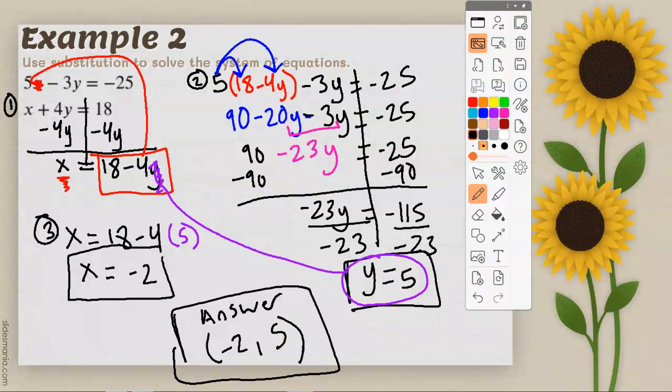So this is very similar to example 1. The big difference is that I have to solve for the variable first before I can substitute it. And again, you're just looking for whichever one has a variable that doesn't have a number, like a constant, in front of it. And so the second equation here, because x is all by itself with nothing in front, I knew I could just move the 4y over.